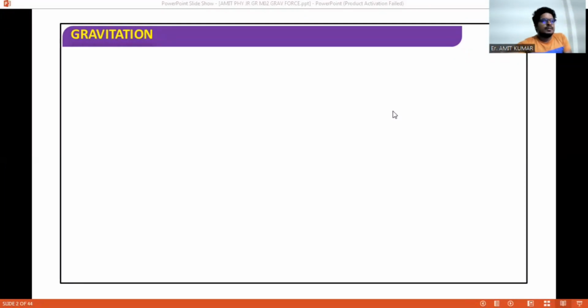Kepler's laws are completed. We have covered Kepler's first law, second law, and third law. In the third law, T square is proportional to R cube. R is the radius of orbit.